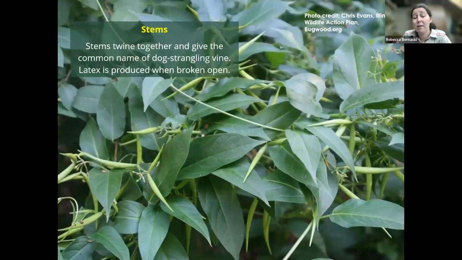This is a vine, so the stems twine together as they grow, and they can kind of just create this jumble. One of the common names for swallowwort is dog strangling vine, because it really grows at the height of your dog, and as they try to run through there, they just get caught up in it. So you can kind of think about that. There is a latex that is produced when the stems are broken open.